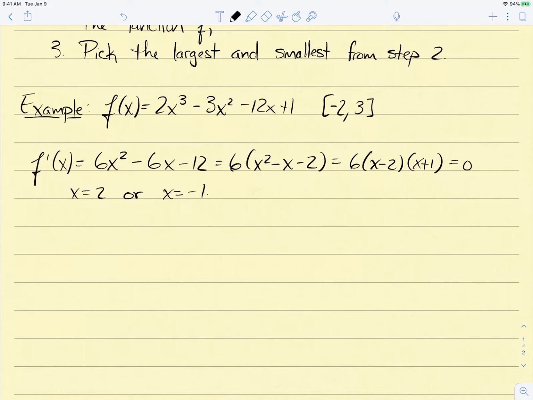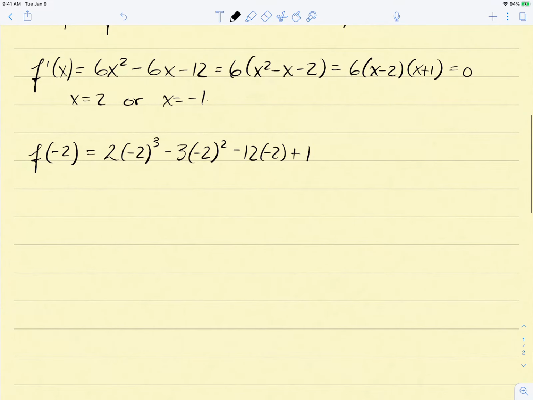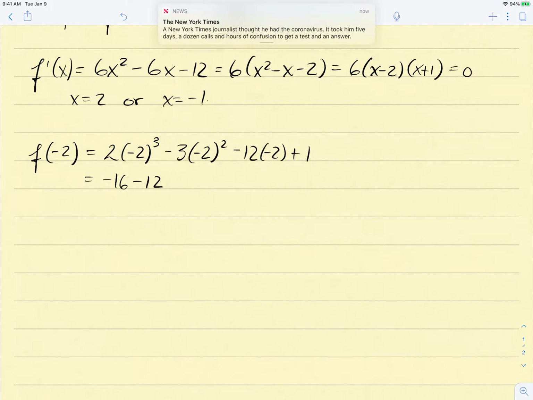Since both of those numbers are inside our region, all we need to do is plug -2, -1, 2, and 3 into our function, pick the big ones and the small ones. So let's start here. F of -2 is 2 times -2 cubed minus 3 times -2 squared minus 12 times -2 plus 1. So the first term is 2 times -8 gives me -16. This is -3 times +4, which is -12.